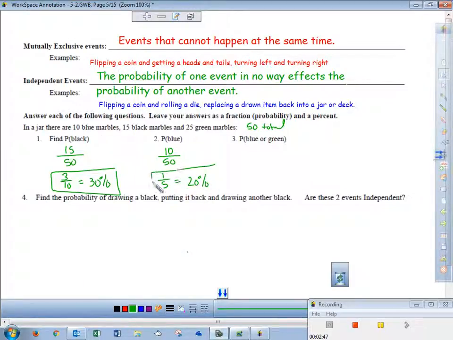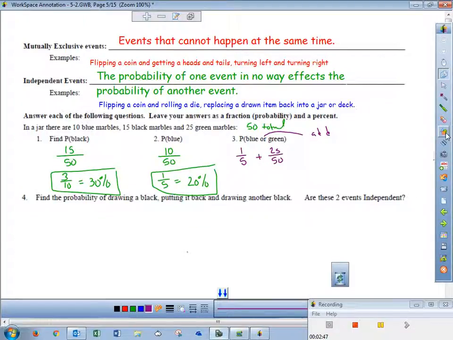And then the next one, probability of a blue or a green. There you can talk about those being mutually exclusive. You can't do both at the same time. You can't pull a blue one and a green one at the same time. So blue or green. Simple thing in basic probability is that or means add. Or means you're going to add these up. So probability of a blue, we already have that, 1/5, plus the probability of a green, where's green? So 25 out of 50.